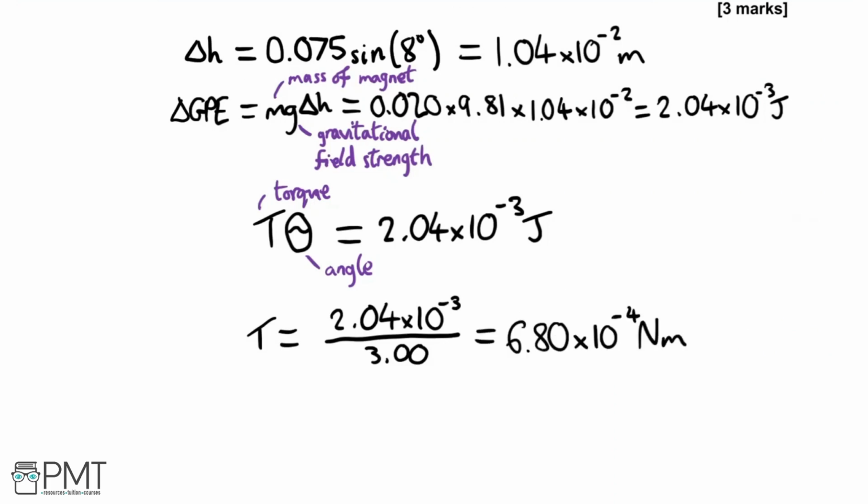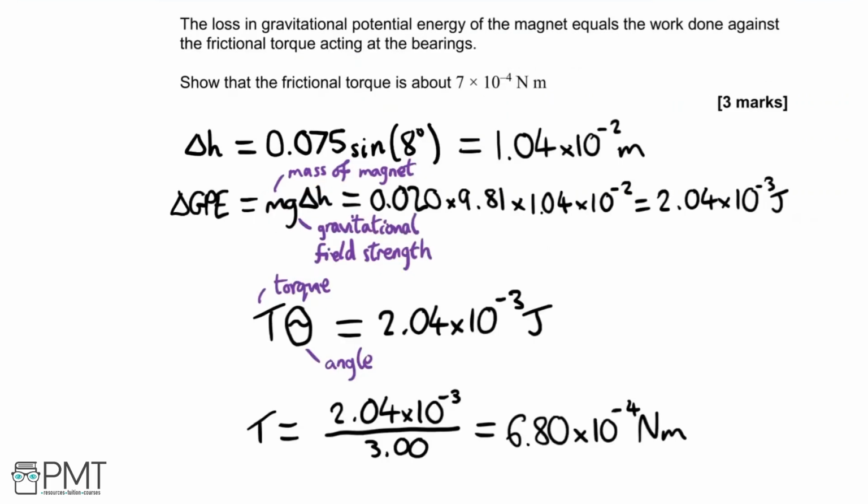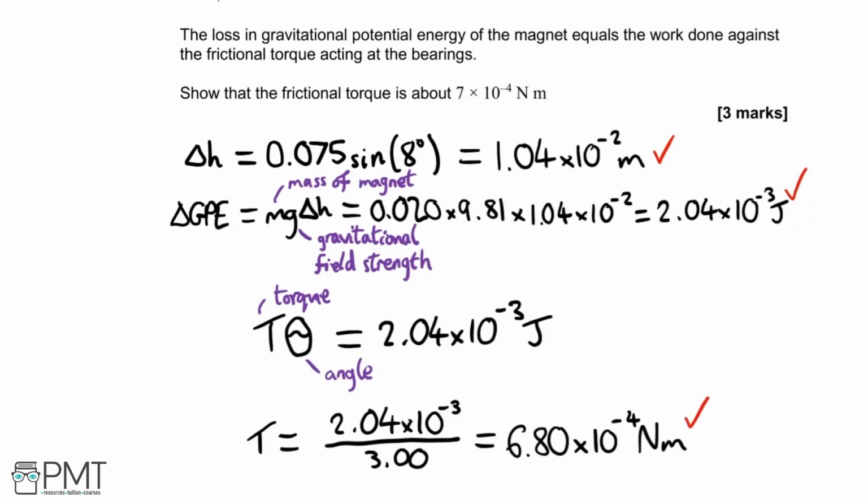Now, in terms of marks for this question, your first mark will be for correctly calculating the value of delta H. Your second mark will be for calculating the difference in gravitational potential energy of the magnet. And your third mark will be for calculating the exact value of the frictional torque. So 3 marks there.